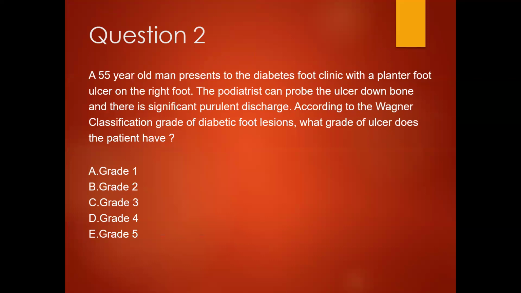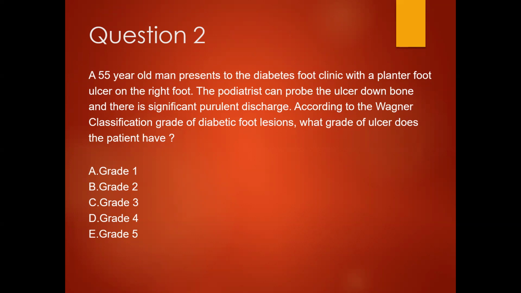Let's move on to question number 2. We have a 55-year-old man who presented to the diabetes foot clinic with a plantar foot ulcer on the right foot. The podiatrist can probe the ulcer down to the bone, and there is a significant purulent discharge. According to the Wagner classification of diabetic foot lesions, what grade of ulcer does the patient have? Is it grade 1, 2, 3, 4 or 5? Think about the options. Look at the question stem.